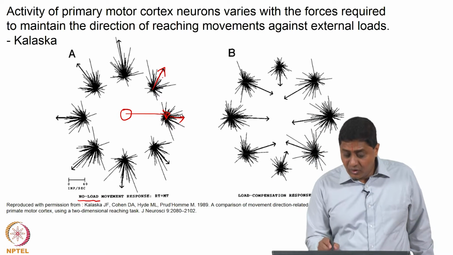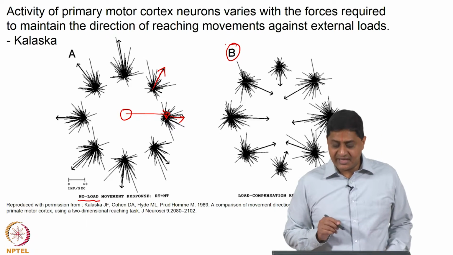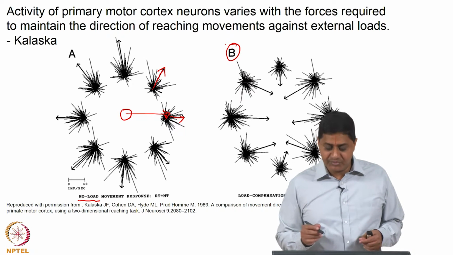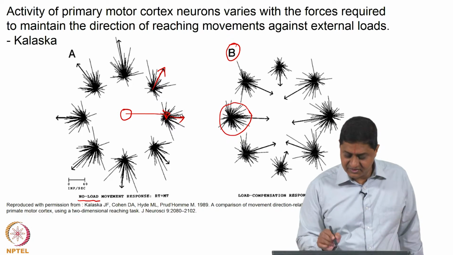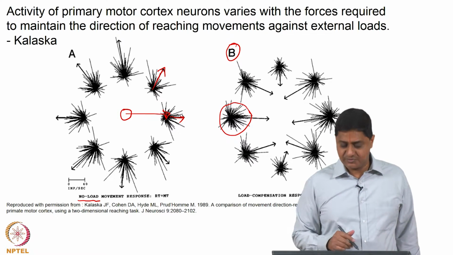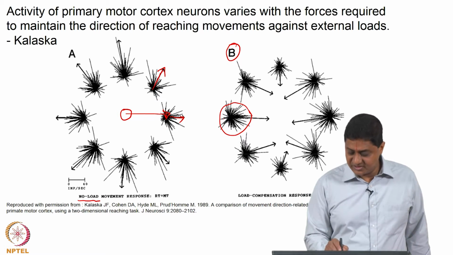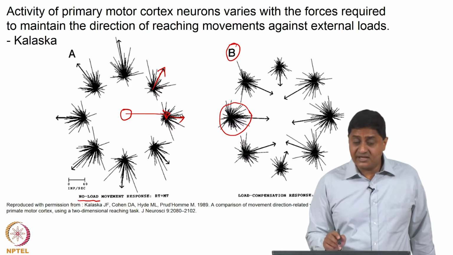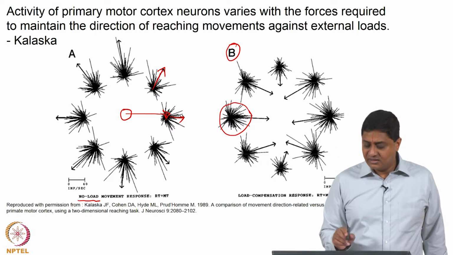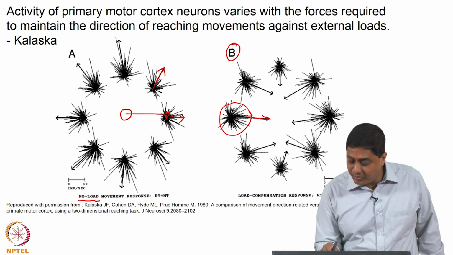Now, the load in this picture in B, the direction in which the load was pulling is what is represented here. So, this shows the direction in which it was pulling, okay, not the target to be moved. So, in that case the monkey's neurons are acting in the opposite direction.